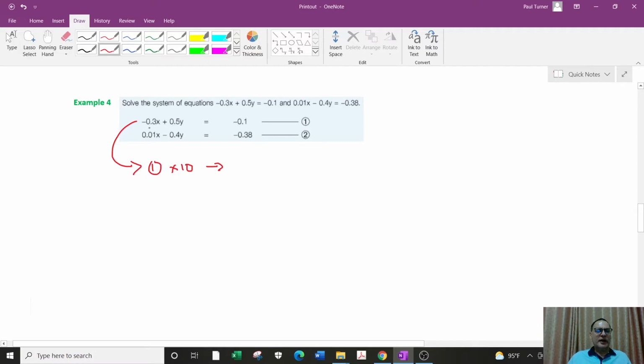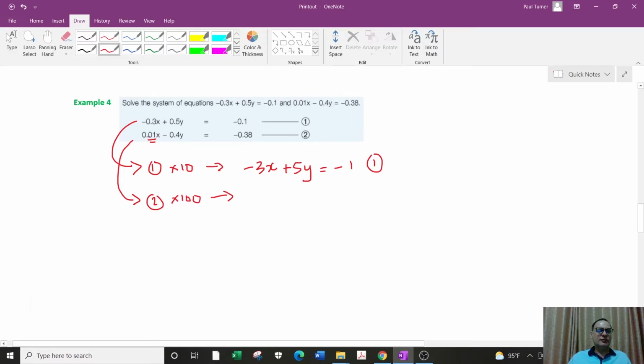So multiply by 10. 10 times minus 0.3 would be 3. So minus 3x, 10 times 0.5 will be 5, 5y, 10 times minus 0.1 will be minus 1. So it's looking better because now we don't have any decimals. So the second one is to two decimal places. So let's multiply that by 100 instead. So equation 2 times 100.